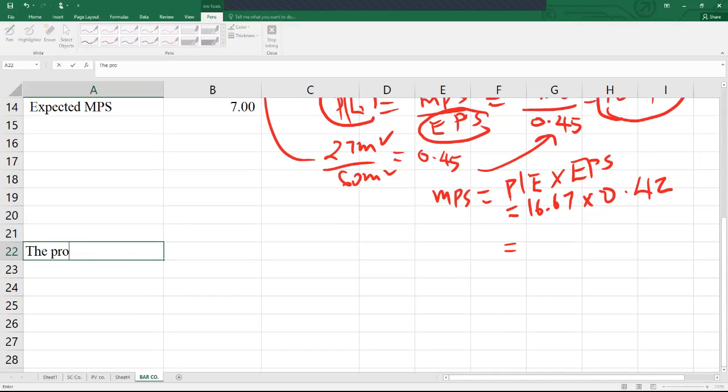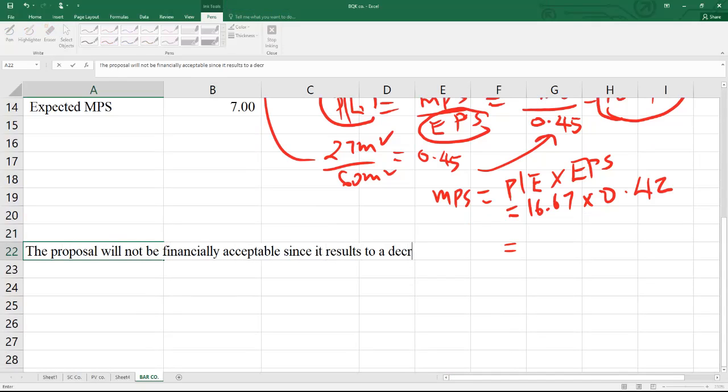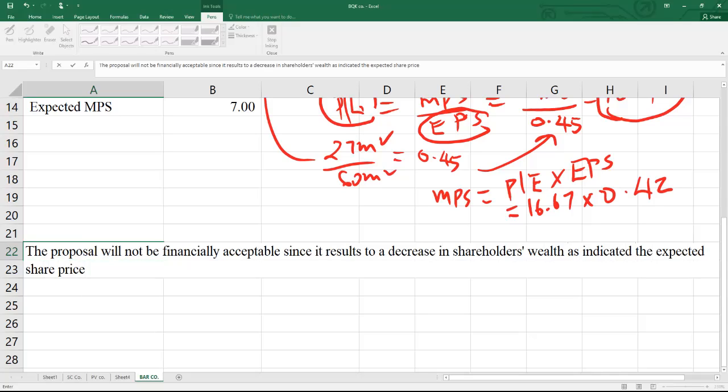Therefore, the proposal will not be financially acceptable, since it results in a decrease in shareholders' wealth, as indicated by the actual share price in dollars, which is below the theoretical exercise share price, $7.2. Clear?